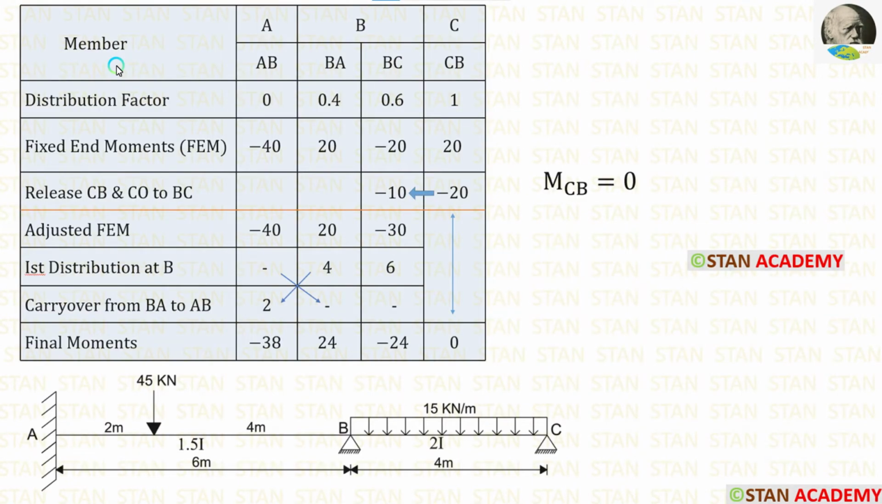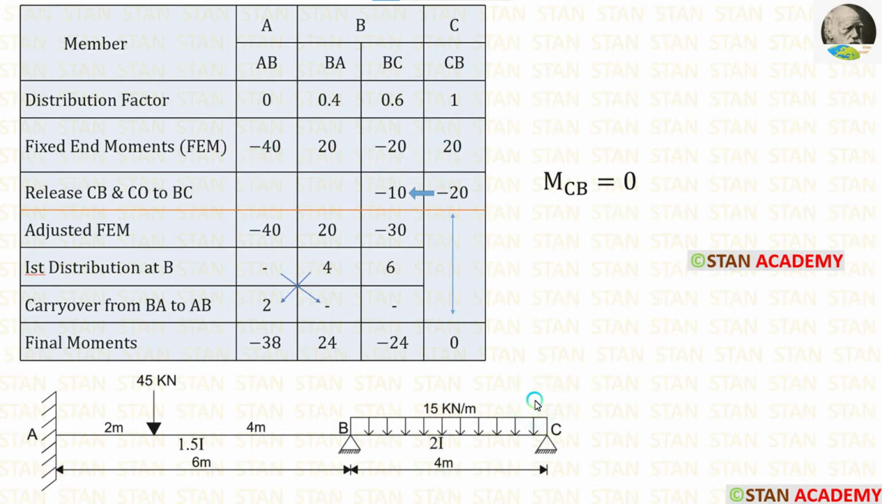Now let us start making the moment distribution table. In the table, first let us enter the members. Then let us enter the distribution factor values. For AB, the distribution factor is 0 because in the point A we are having fixed support. For CB, the distribution factor is 1 because in the point C we are having hinged support. In the joint B, we have calculated the distribution factors for BA and BC. Let us enter them. Then let us enter the fixed end moments.